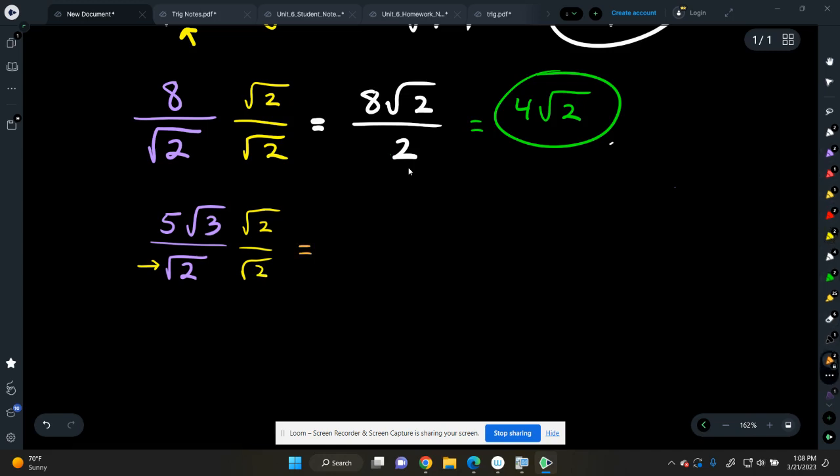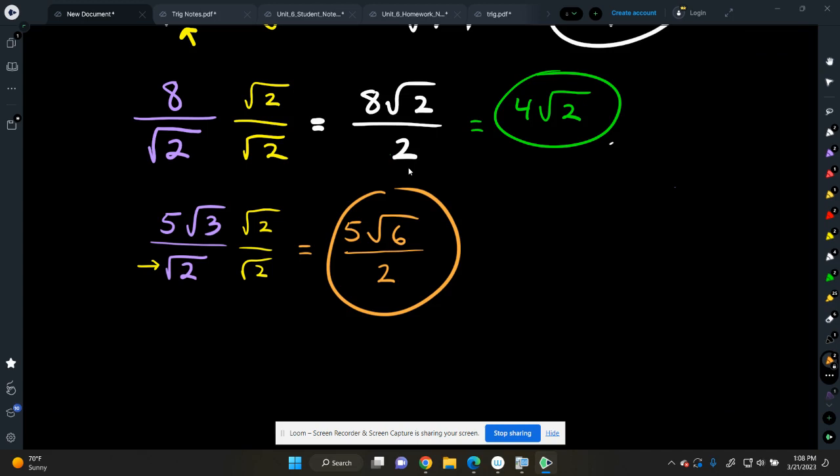So on the top, what do we get? 5 square root of 6. And on the bottom, what do we get? 2. Can we simplify? No, because the 2 is outside the radical and the 6 is inside. So that's our answer. That's it.